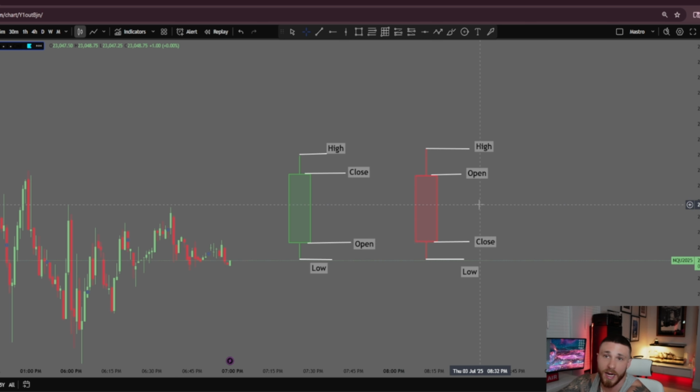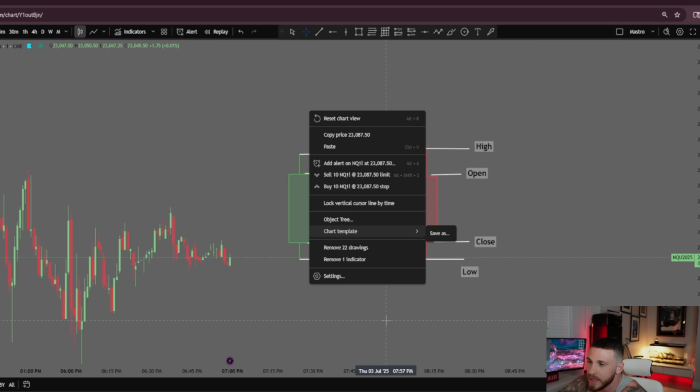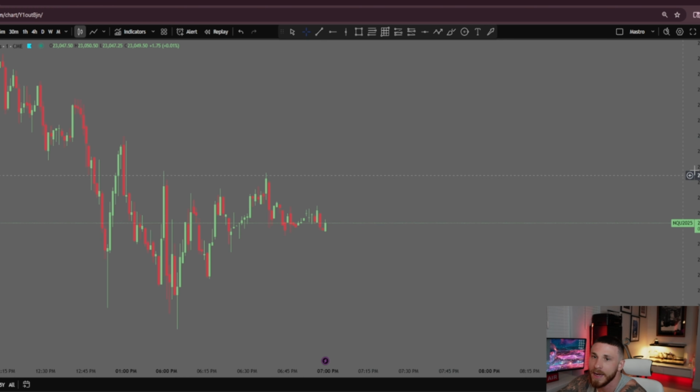So take a screenshot of that. Draw this in your notebook. Now you know the anatomy of what a candlestick looks like. Open, close, high, low. Awesome. All right, we're going to delete these, and we are going to go over time frames.